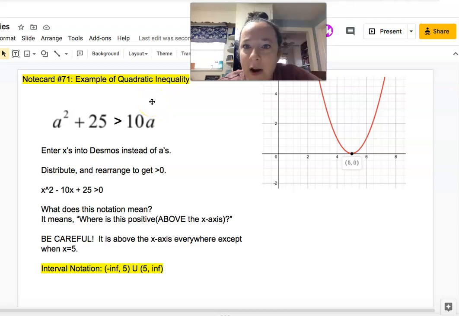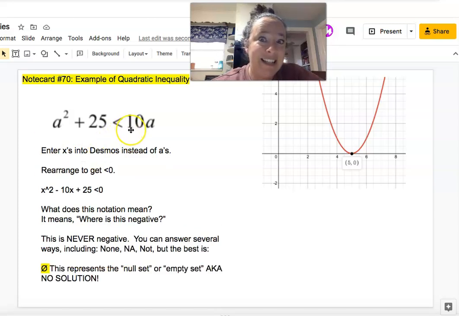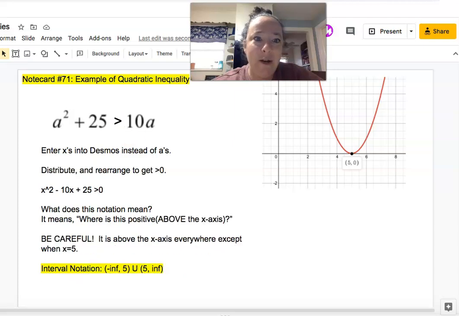All right, here we are on the next one. We've got a squared plus 25 is greater than 10a. You might go, Miss Sharp, we just did this one. We did less than 10a on note card 70. So now on note card 71, we're going to do greater than 10a. So it's the same graph, the same rearranging, except we have a greater than 0 here. And this means where is it positive? Above the x-axis. And if you're not careful, you will say all the time, Miss Sharp, -infinity to infinity.